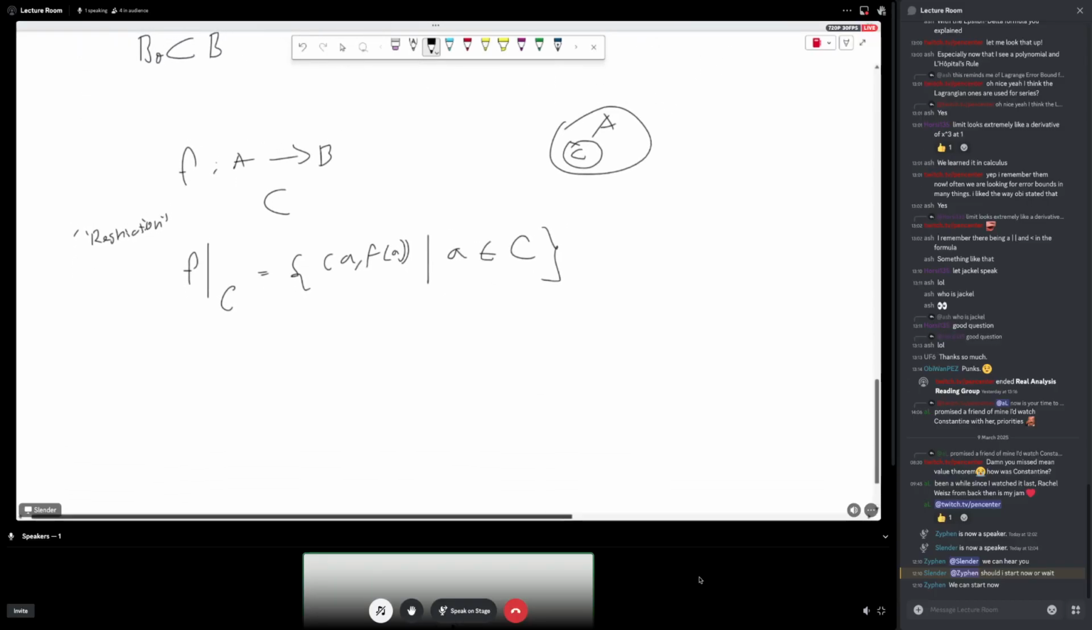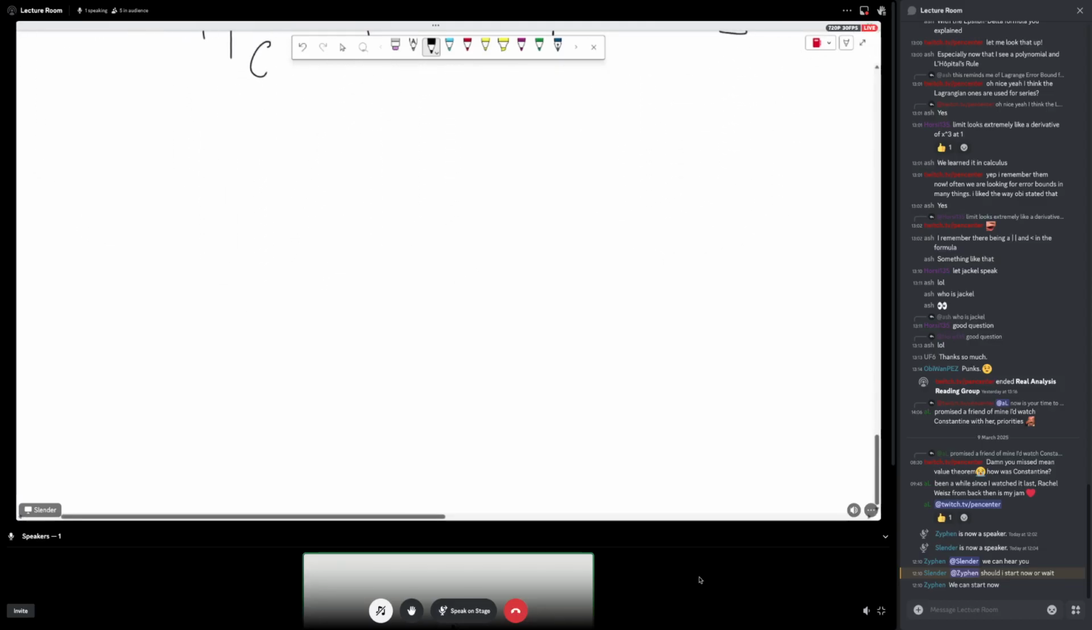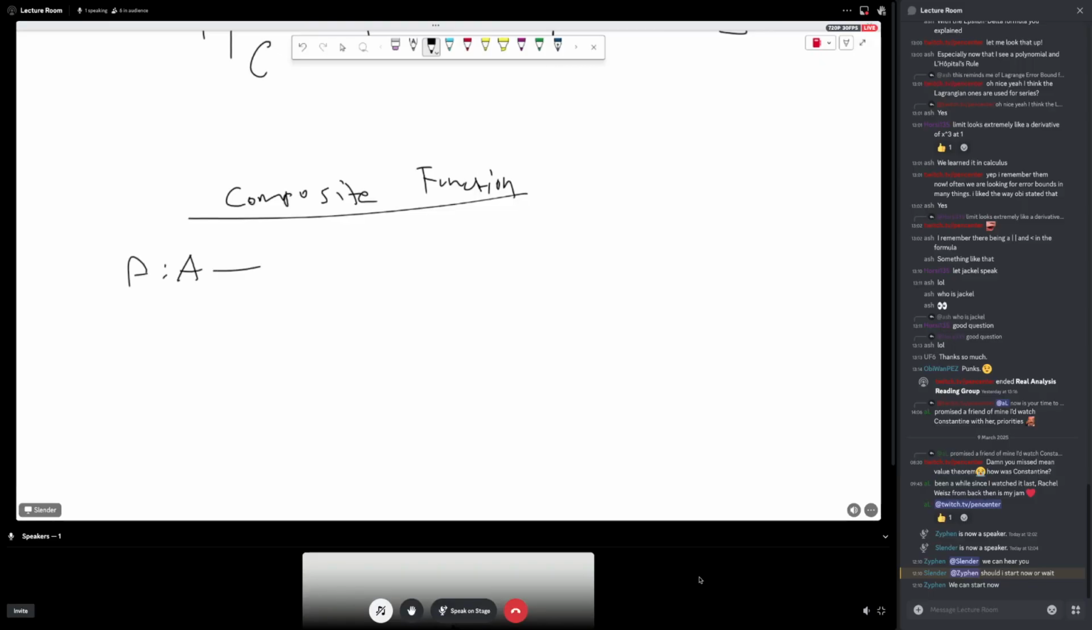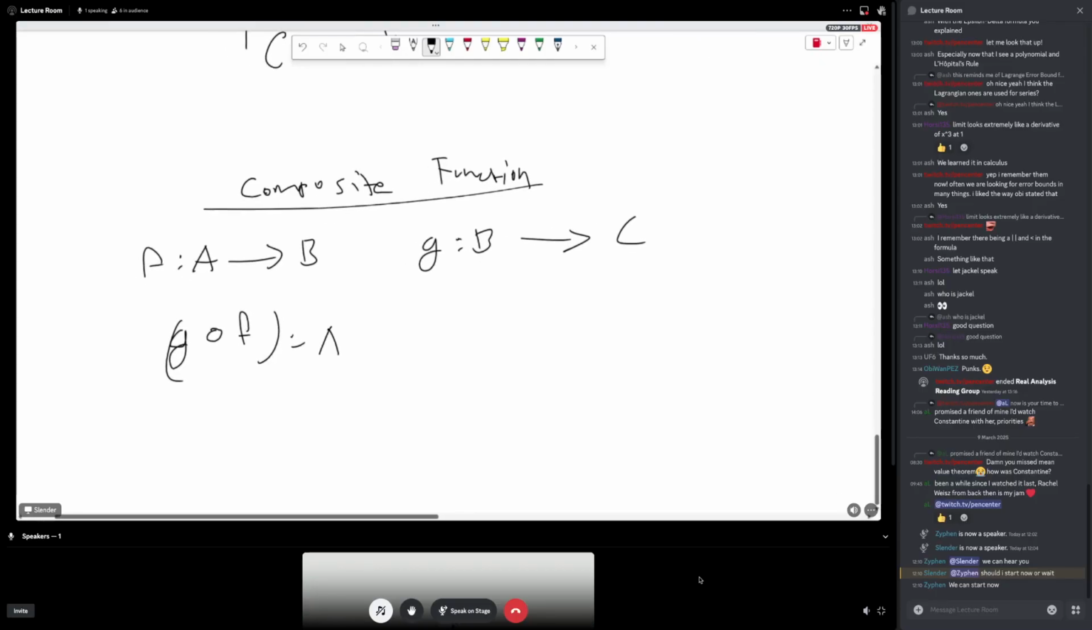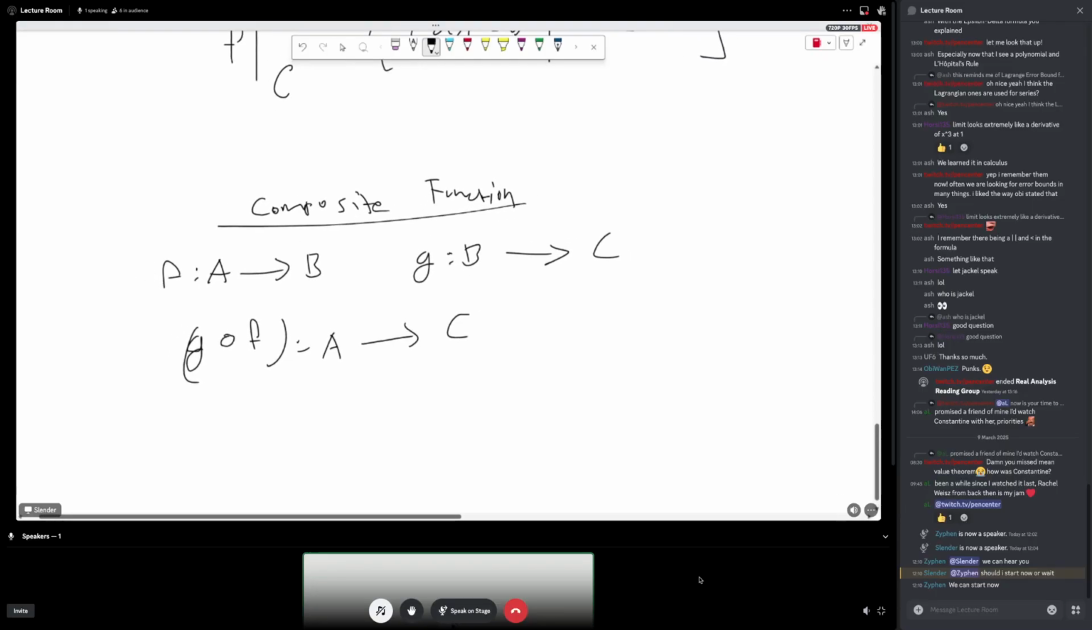Now we also have what we call a composite function. For example, I have some function f that maps from the domain A to B, and g that maps from B to, let's say, C. We can define the composite by saying g and then we put a circle f. Now this composite function, its domain is going to be A and the codomain will be C. So that's the composite function.